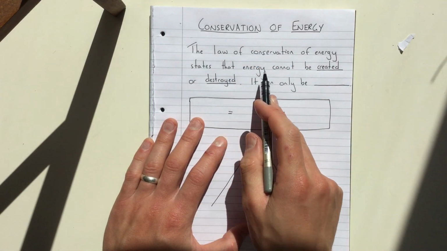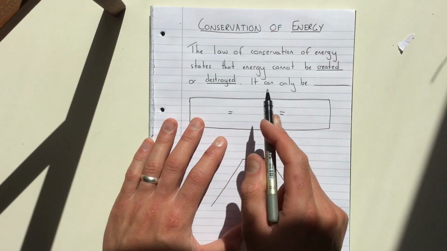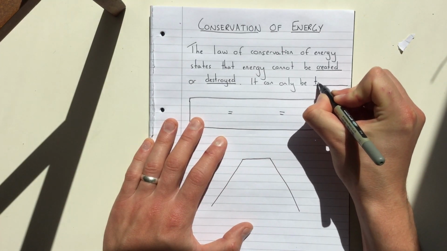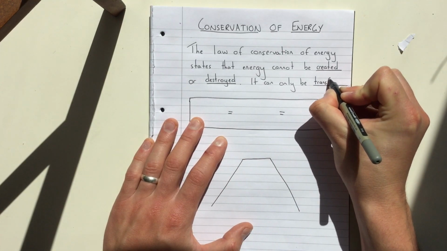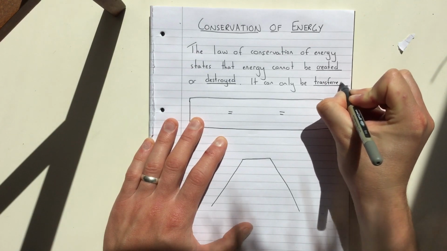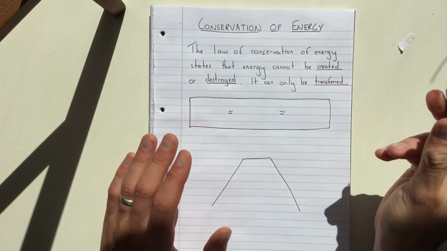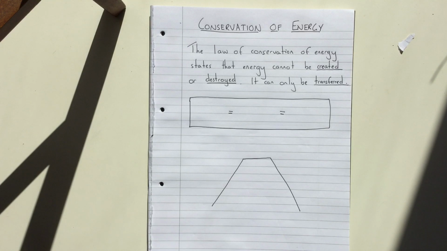So, energy cannot be created or destroyed. It can only be transferred. Right, what does all that mean? Well, let's read it again. The law of conservation of energy states that the energy cannot be created or destroyed. It can only be transferred.